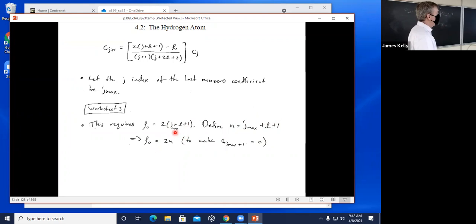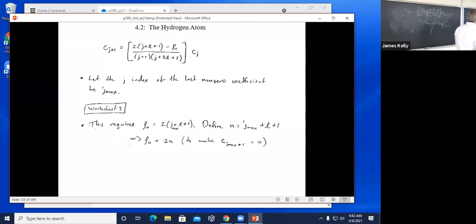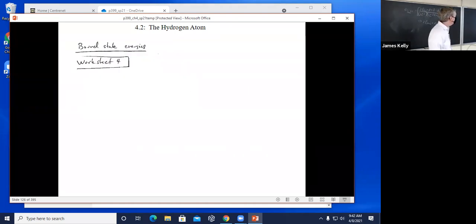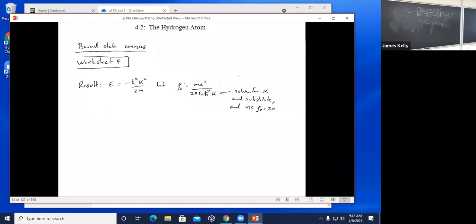Rho 0 is 2n. All right, there's a lot of definitions that are piling up, but let's keep that one in mind. Rho 0 is 2n. Now that we found that, let's figure out what the allowed bound state energies are in terms of n. And this is one case where, well, this is a hint here.